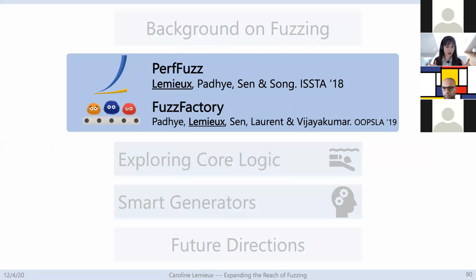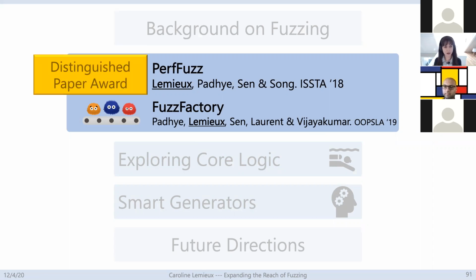So the key takeaway here is that we can generalize this kind of fuzzing algorithm to this more multi-objective space and really allow users to find their own kind of custom bugs. PerfFuzz actually got a distinguished paper award for this work, and Fuzz Factory, that generalization, every time I speak to industry folks, they're always really interested in being able to customize their feedback to their use cases.